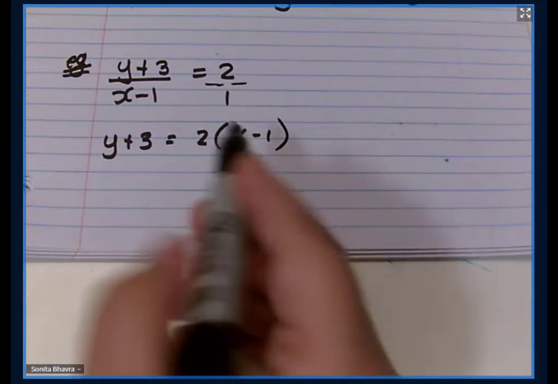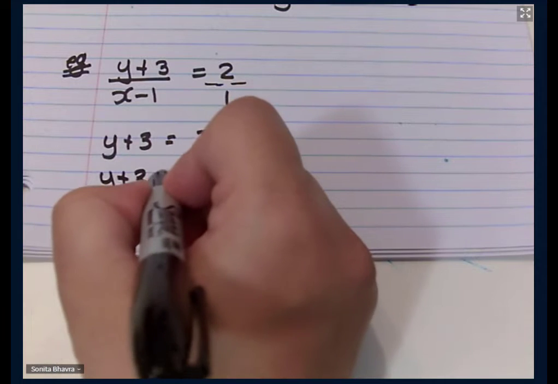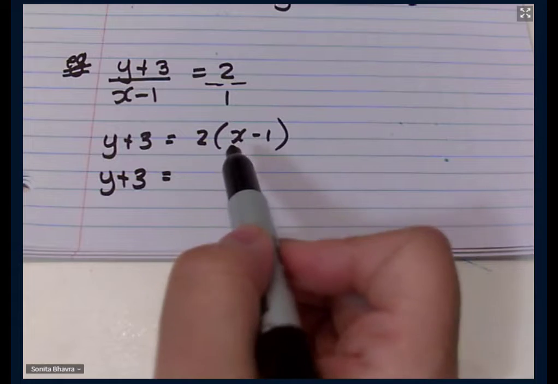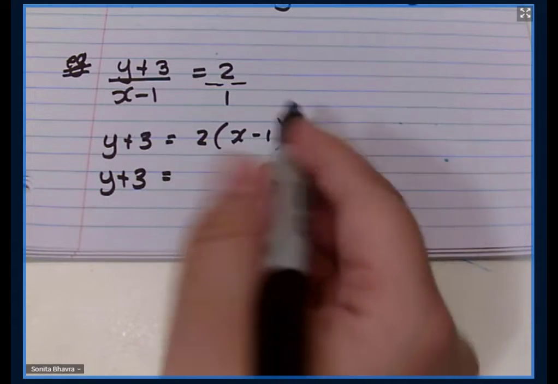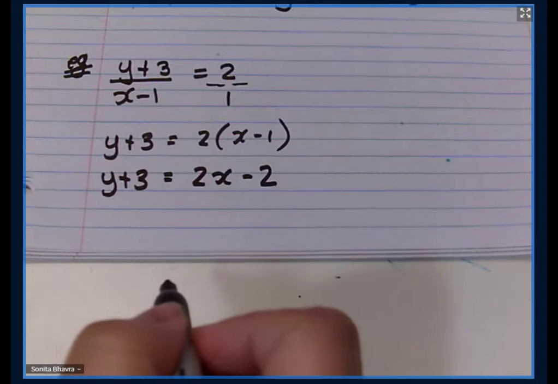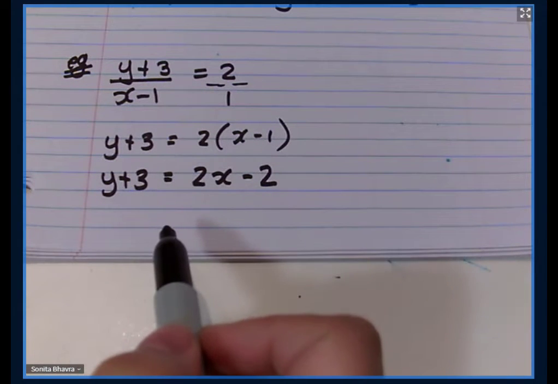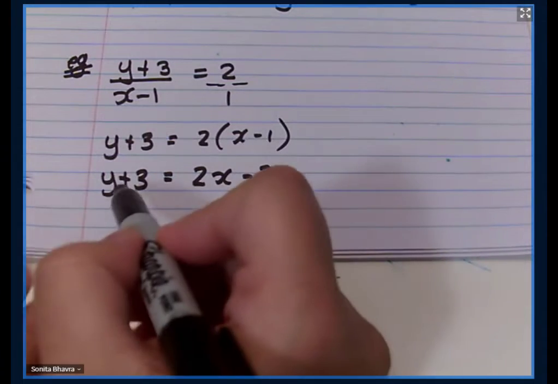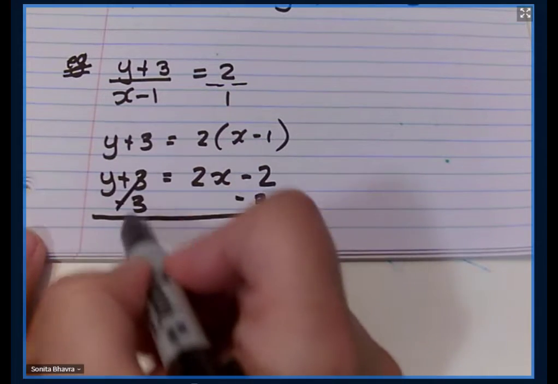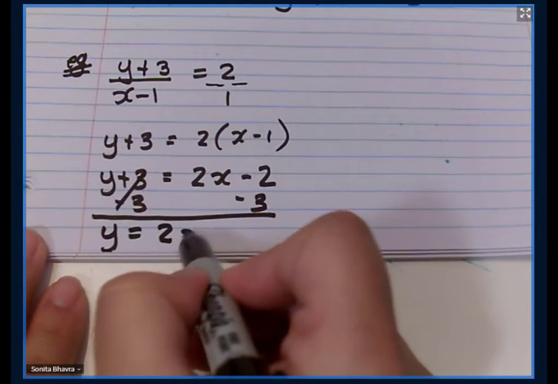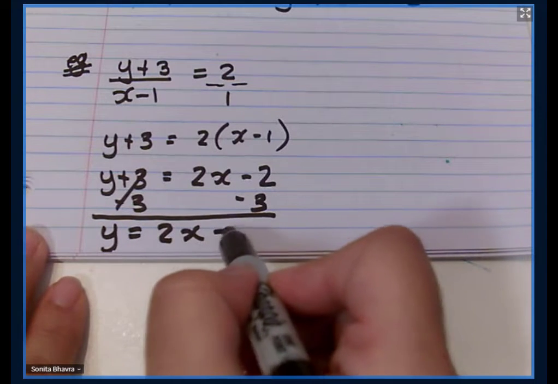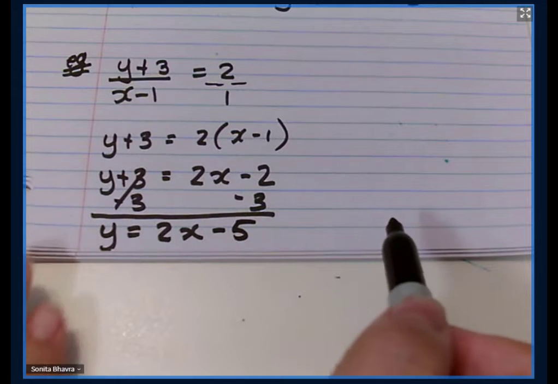If we multiply this out, that becomes 2x, excuse me, 2x minus 2. All right, and we can take this a step further now and put it into y equals mx plus b form. You just have to subtract 3 on both sides. So we end up with y is equal to 2x, -2 minus 3 is minus 5, so 2x minus 5.